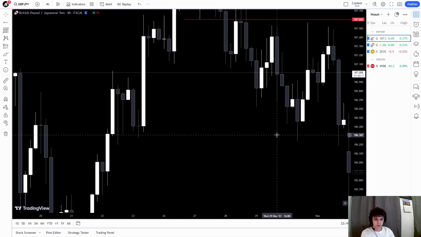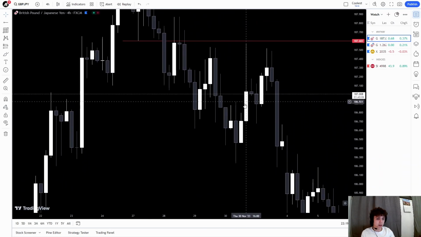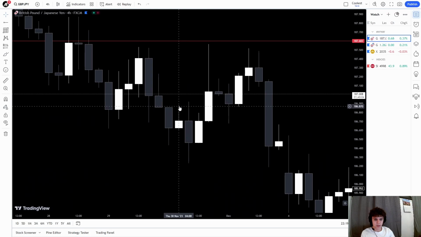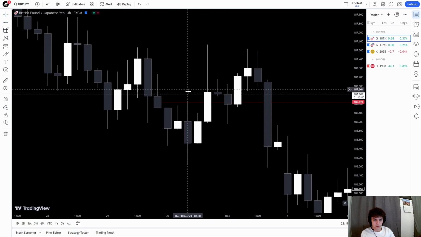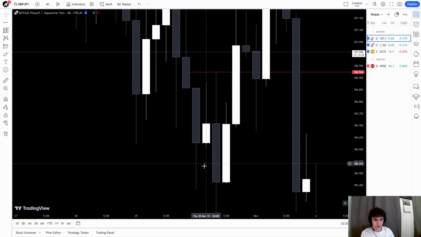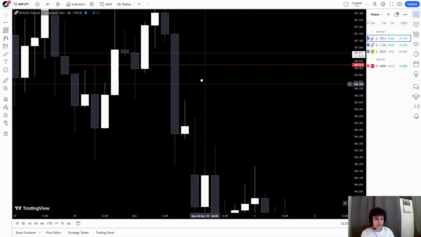Boom. Okay. We sweep liquidity. We go up. Break structure to the upside here. Up candle followed by down candle. A high, then a candle closure above it, break structure to the upside. Okay, as you can see, it flips again.